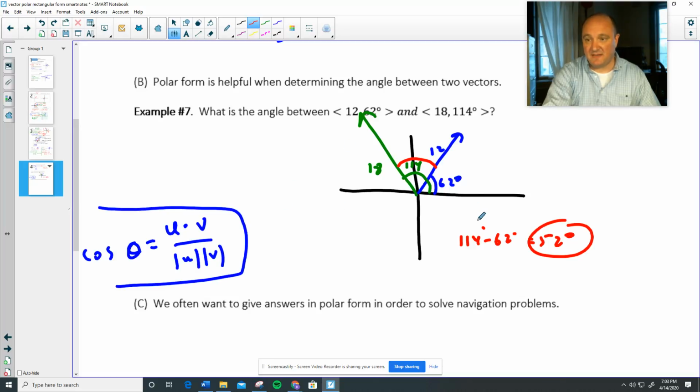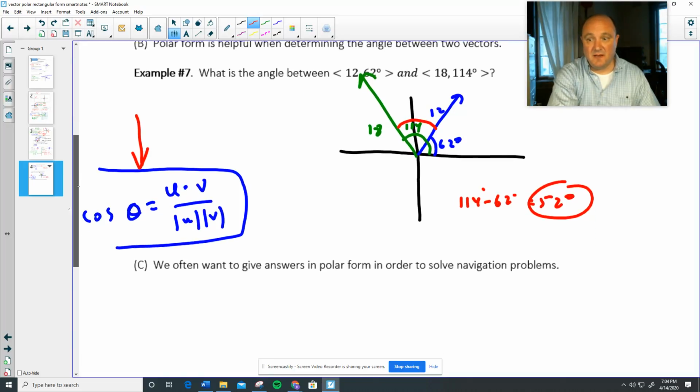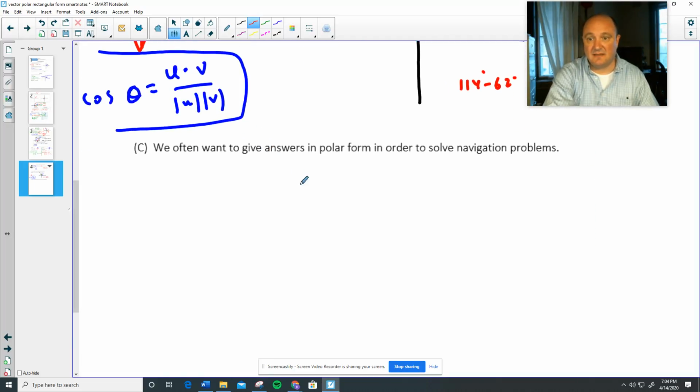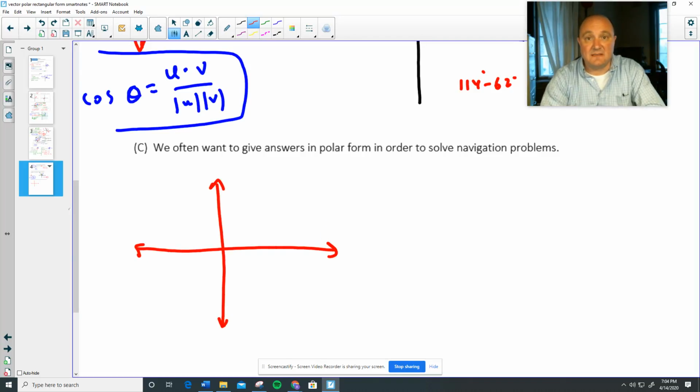So if I'm trying to find the angle between two vectors, I can use this method, but if I'm already in polar form, it's super easy. The other thing I'll mention, just in closing, is a lot of the time in the applications where we're using vectors, we're using them for navigation. When we get to some of the problems next week, we're going to be talking about airplanes and river currents and things like that, wind currents. And lots of the time we want our answers in polar form.